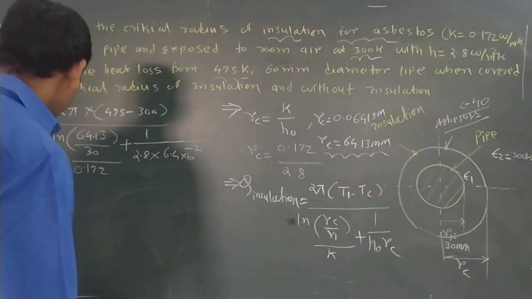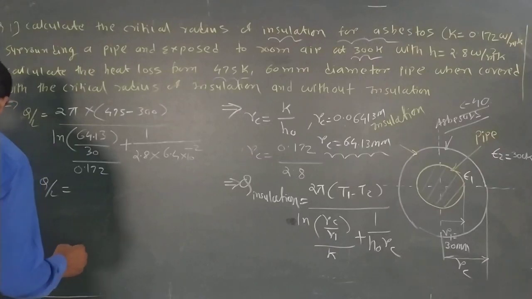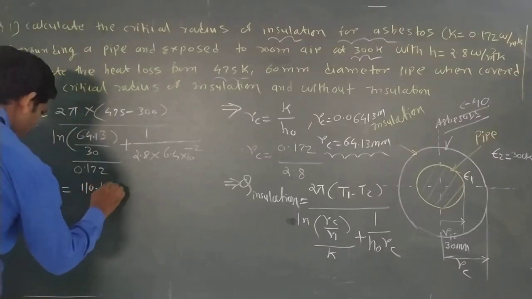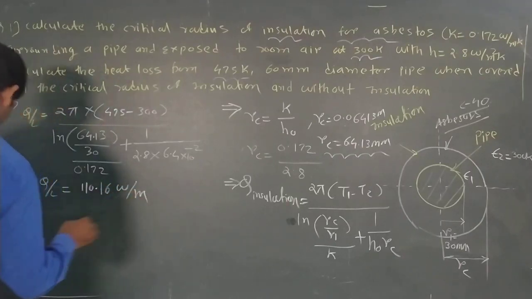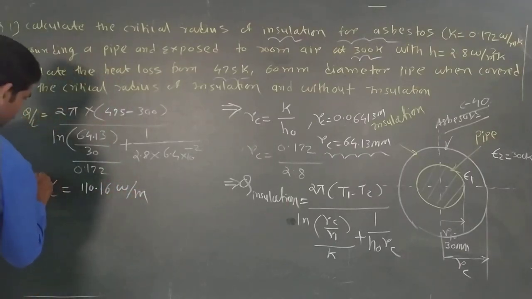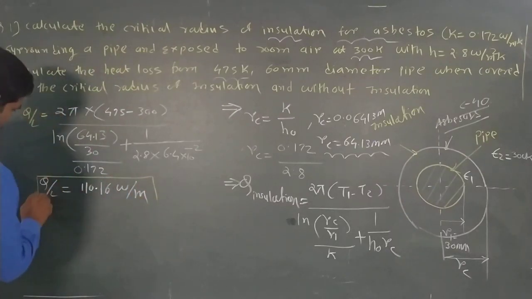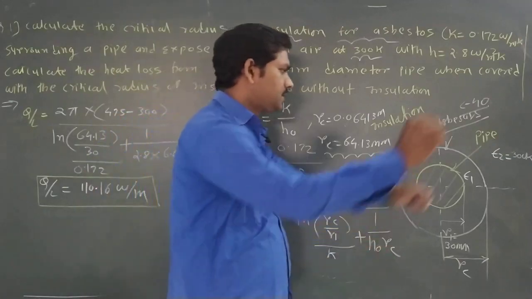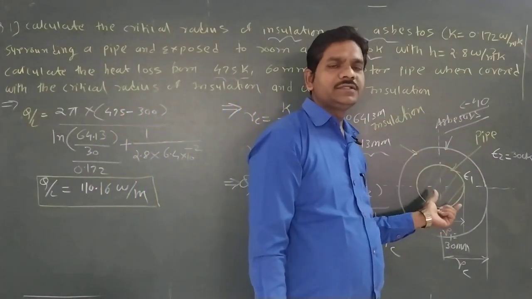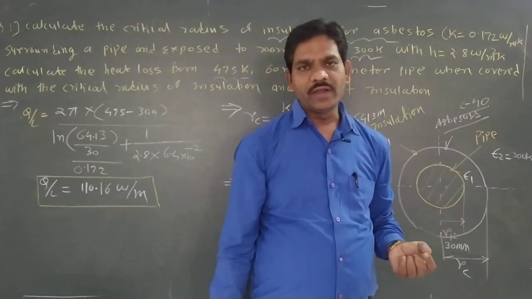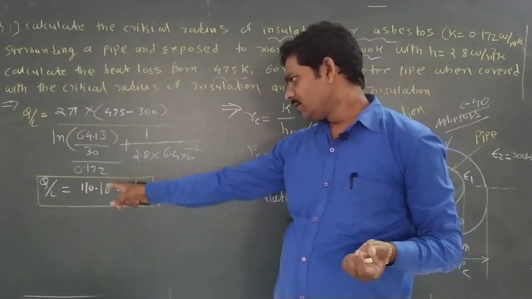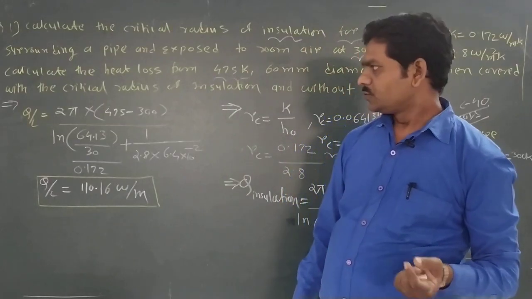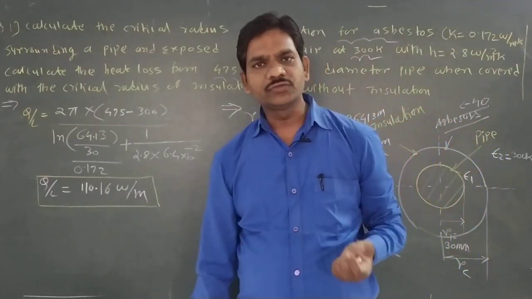So what is the answer you get? You get the answer 110.16 watt per meter. Okay, so this is the heat transfer from this pipe with insulation. How much per meter? 110.16 watt per meter. So the second question is what is it without insulation?